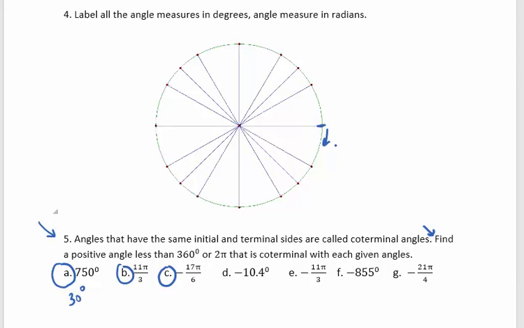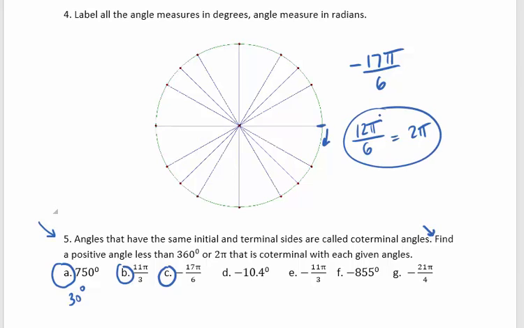All right, so we've got negative 17 pi over 6. I want to take out any full revolutions, which again is 2 pi, but in terms of 6, that would be 12 pi over 6. That's going to be 2 pi. So every 12 pi over 6 I travel is going to be one revolution around the circle.